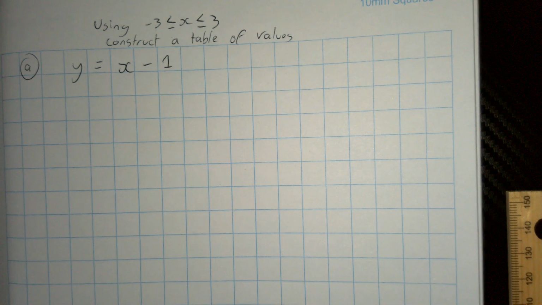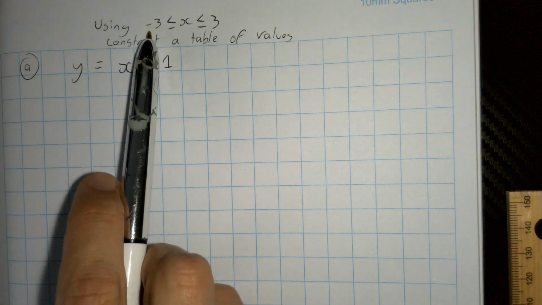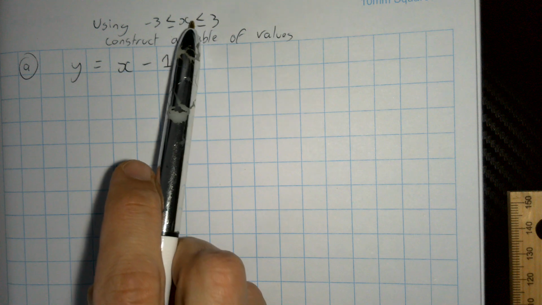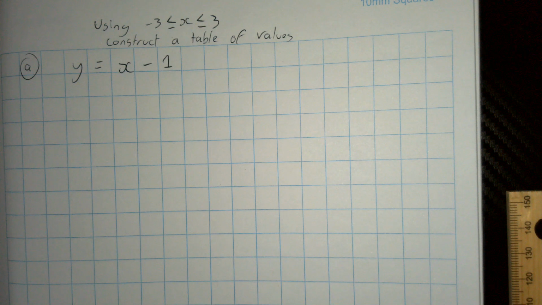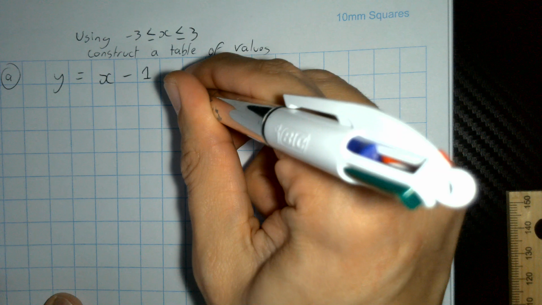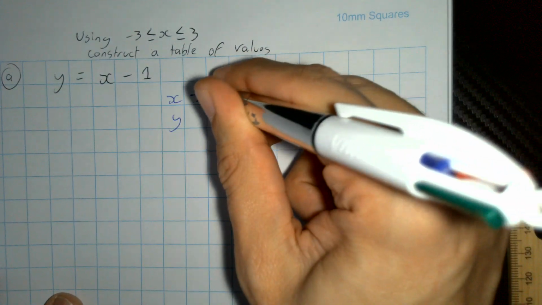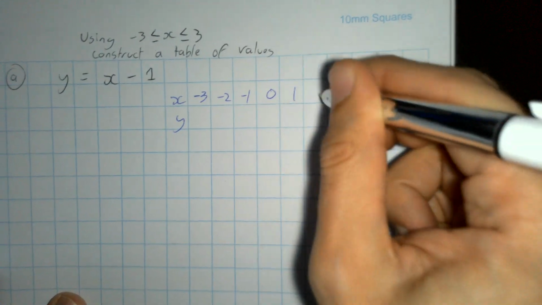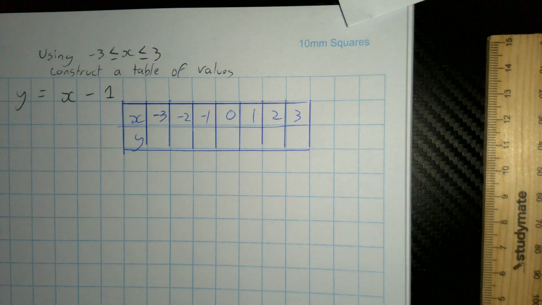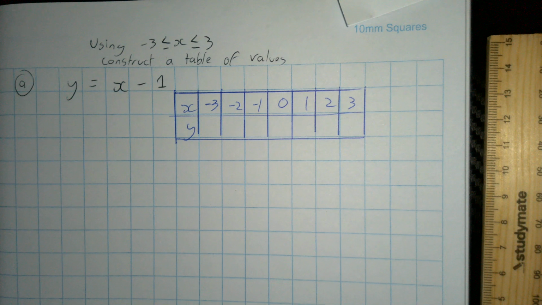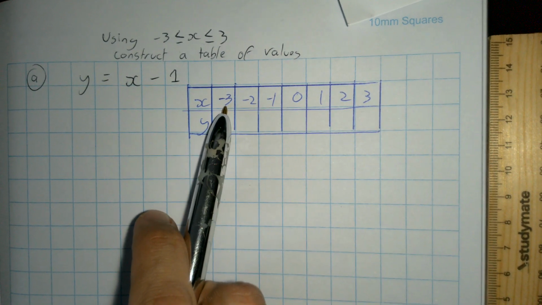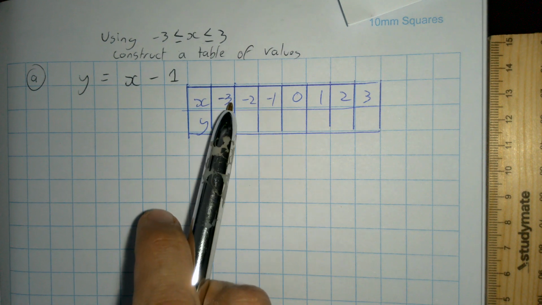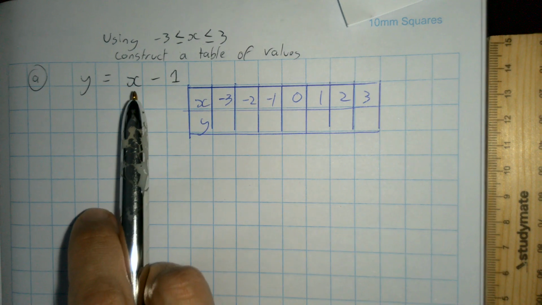Okay, so continuing on, we're going to use x values between -3 and 3, and we're going to be using this equation, y equals x take 1. So I'm going to draw my little table of values. x, y, -3, -2, -1, 0, 1, 2, 3. Alright, so there's my table of values. And now for actually solving this. Like I just mentioned, we've got to substitute the x value to figure out the y value. So we put this -3 in place of that x.